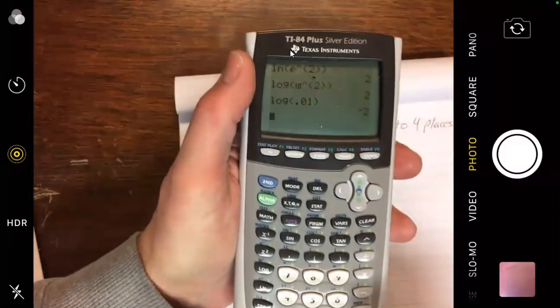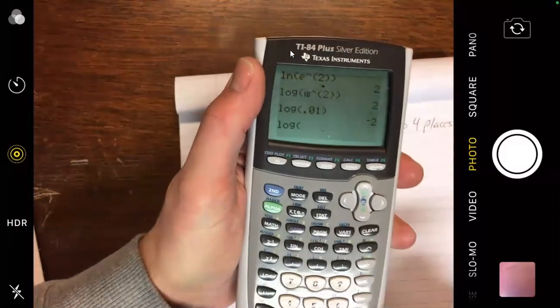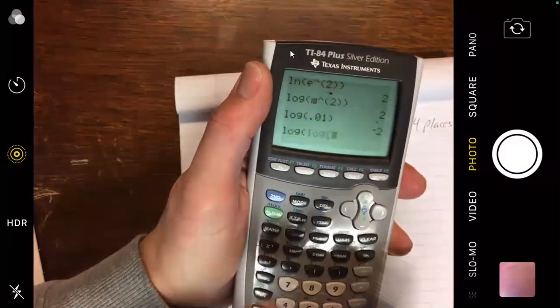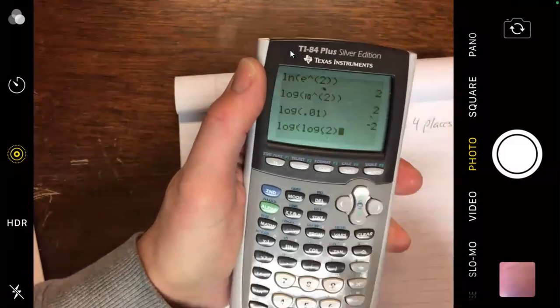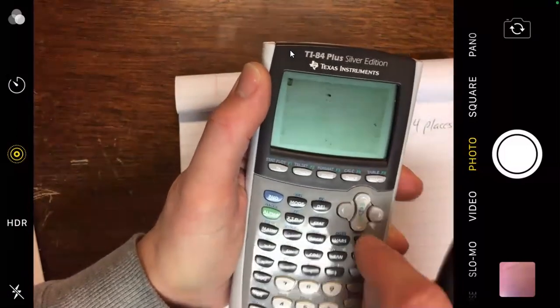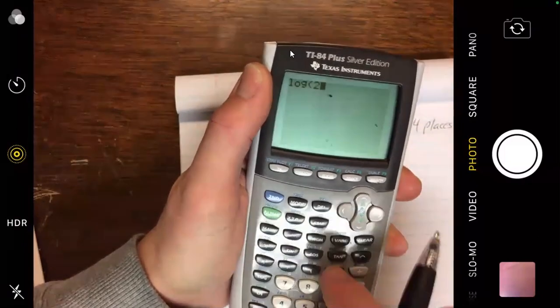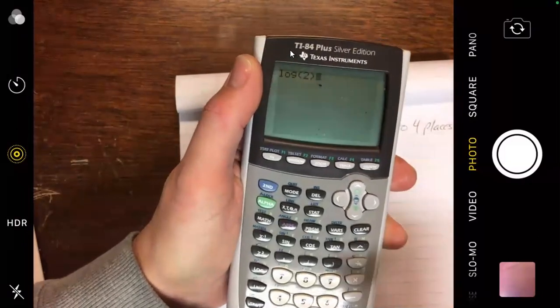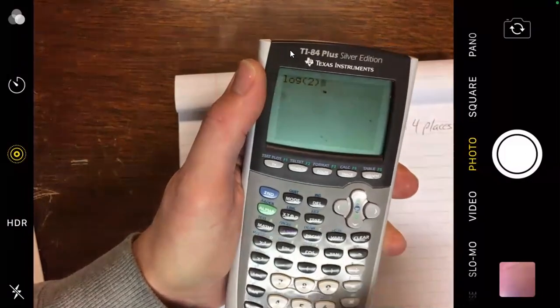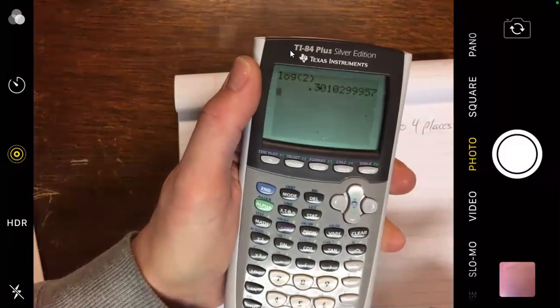Log of 2. Golly, log of 2. Okay. 0.3010.